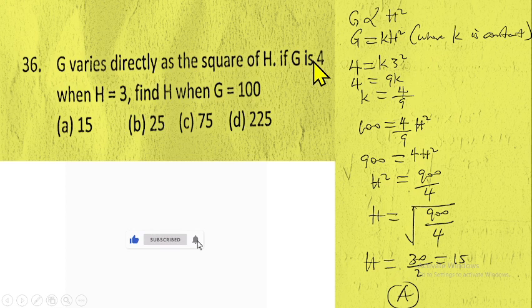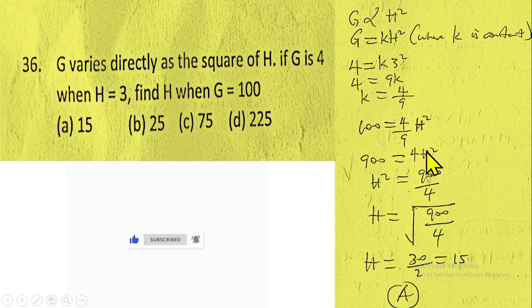You are given that g is 4 and h is 3. That means you have 3 squared here, that gives us 9. So you can find the constant. k will be 4 divided by 9. Now that we know the value of the constant, we can find the value of h when g is 100. So g is 100 equals 4 over 9, which is the value of our constant k, multiplied by h squared, because we are looking for the value of h.